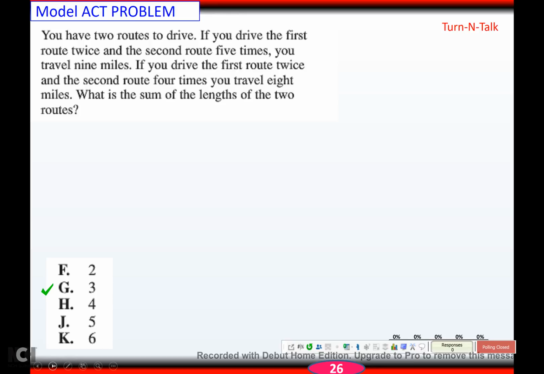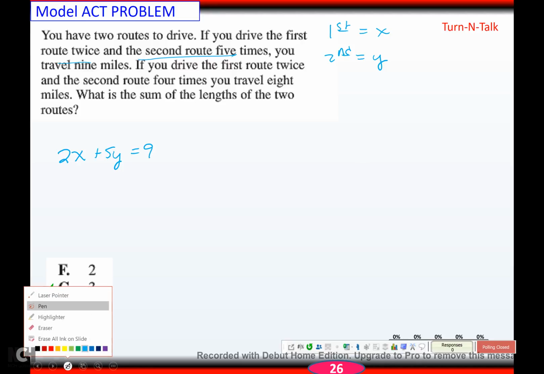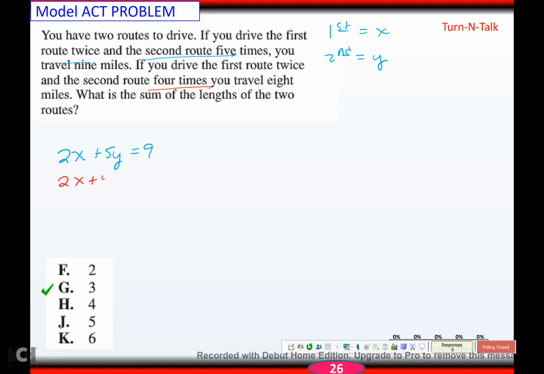So you have 2 routes to drive. If you drive the first route twice and the second route 5 times, you travel 9 miles. If you travel the first route twice and the second route 4 times, you travel 8 miles. What is the sum of the lengths of the 2 routes? So it's a system. Let's call the first route X and the second route Y. So if you drive the first route twice, that's 2 X's, and the second route 5 times, plus 5 Y's, you go 9 miles total. If you drive the first route twice, again 2X, and the second route 4 times, so 4 Y's, you travel 8 miles. Okay, so I have to figure out what X and Y are and then add them together.